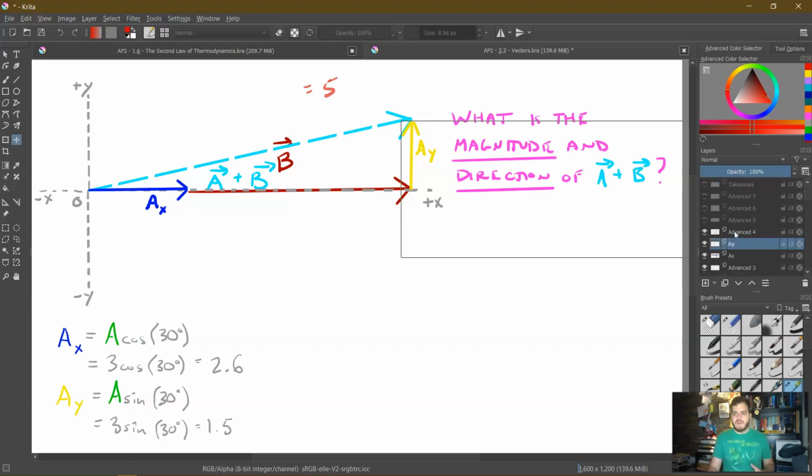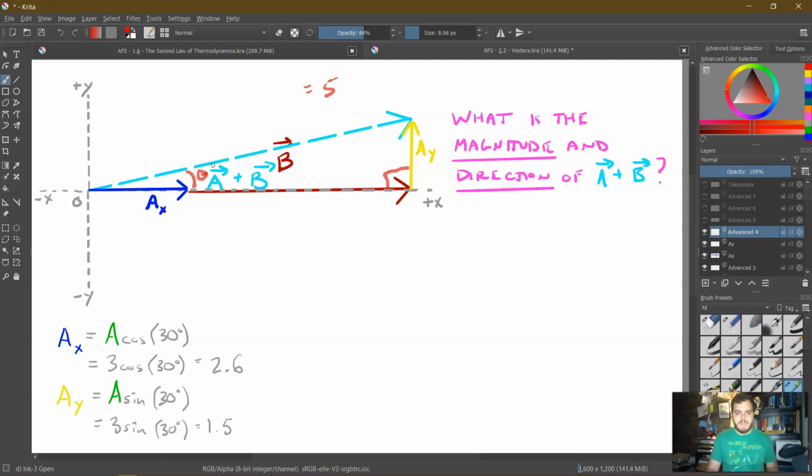And therefore, this is way, way easier to analyze, because I have now made a little right triangle with a new angle theta. This is not 30 degrees. This is a new angle theta. It is not 30 degrees.